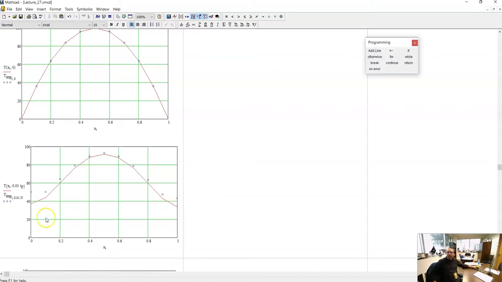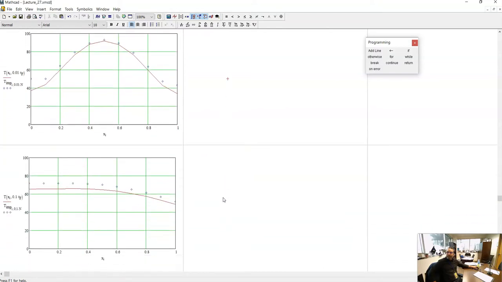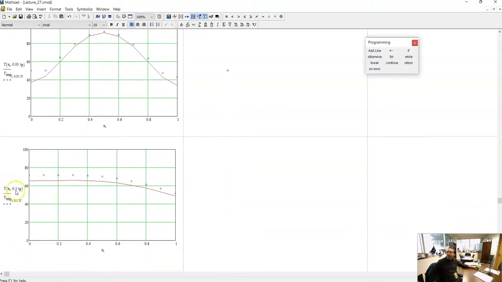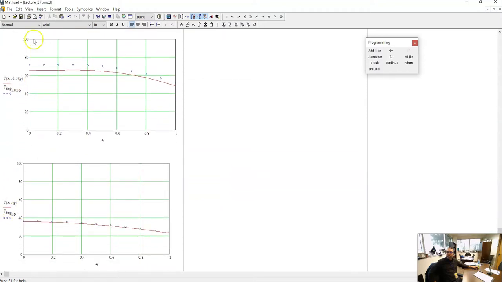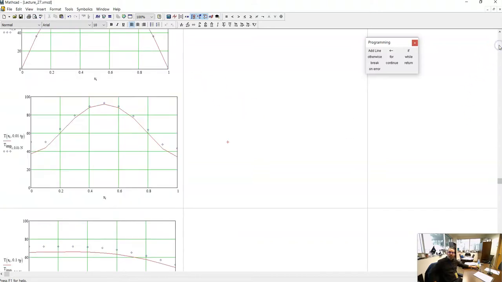Again, there's some error in between the two. That's expected because the nodal distribution is very coarse. This is what happens after 100 seconds, and this is what happens after 1,000 seconds. So as you can see, there's an error between the numerical and the exact solution due to the coarse distribution of nodes. So the grid size is a little bit too large.